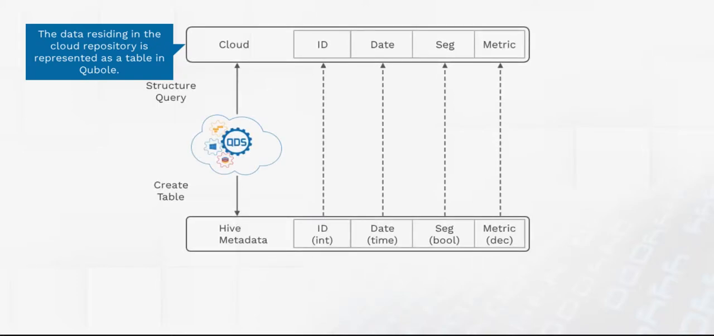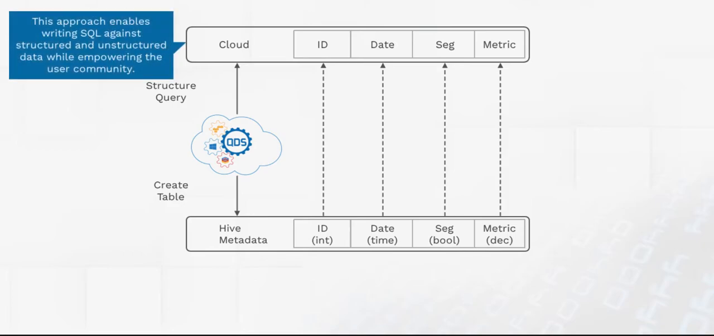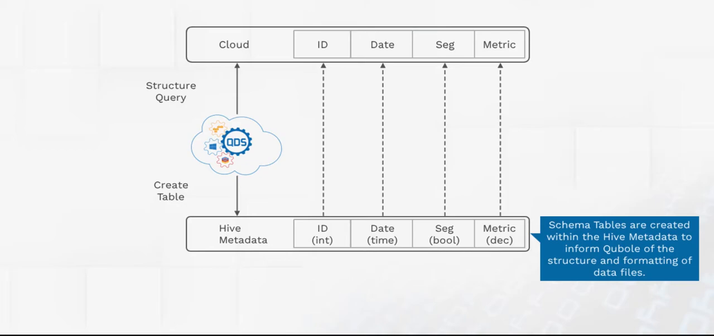The data residing in your cloud repository needs to be represented as a table in Qubole. This approach enables writing SQL against structured and unstructured data while empowering the user community. Informing Qubole of the structure and formatting of your data files is accomplished by creating schema tables within your Hive metadata and is critical to the success of your analyst teams.